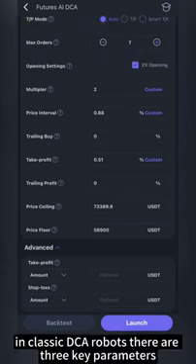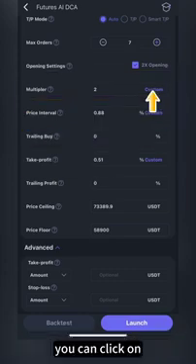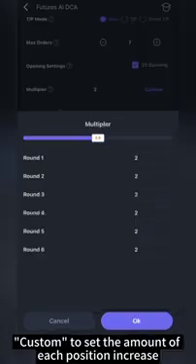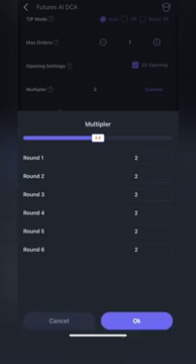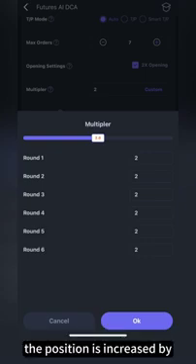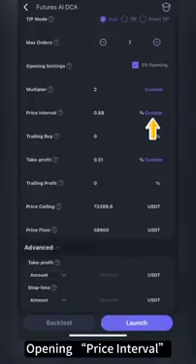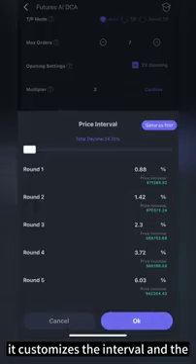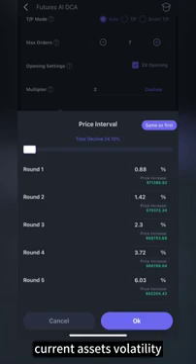In classic DCA robots, there are 3 key parameters: multiplier, price interval, and take profit. You can click on Custom to set the amount of each position increase, defaulting to a 2x position increase method, meaning that each time, the position is increased by twice the amount of the previous increase. Opening price interval customizes the interval and the extent of support for declines based on the current asset's volatility.